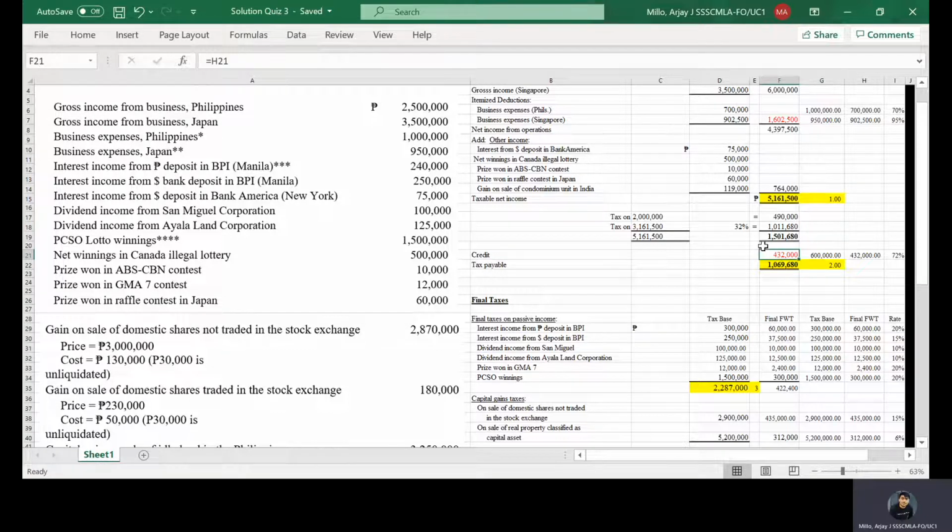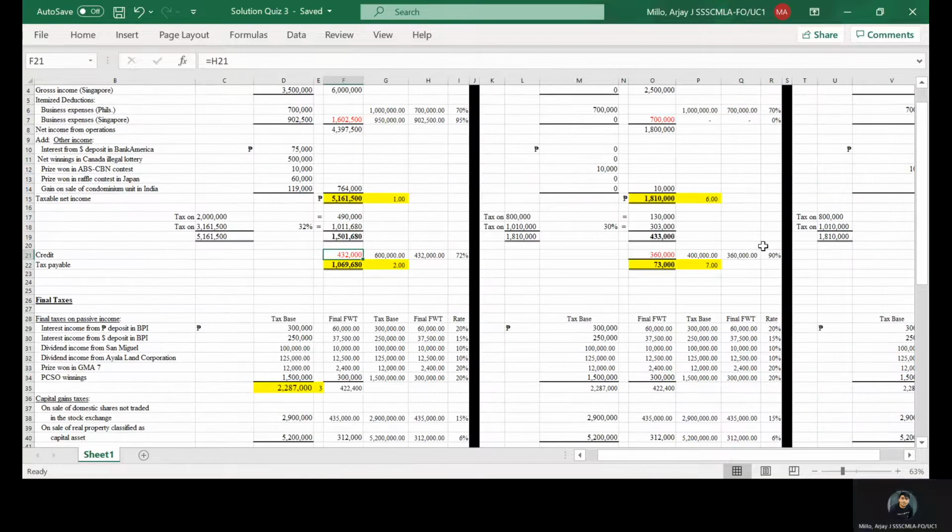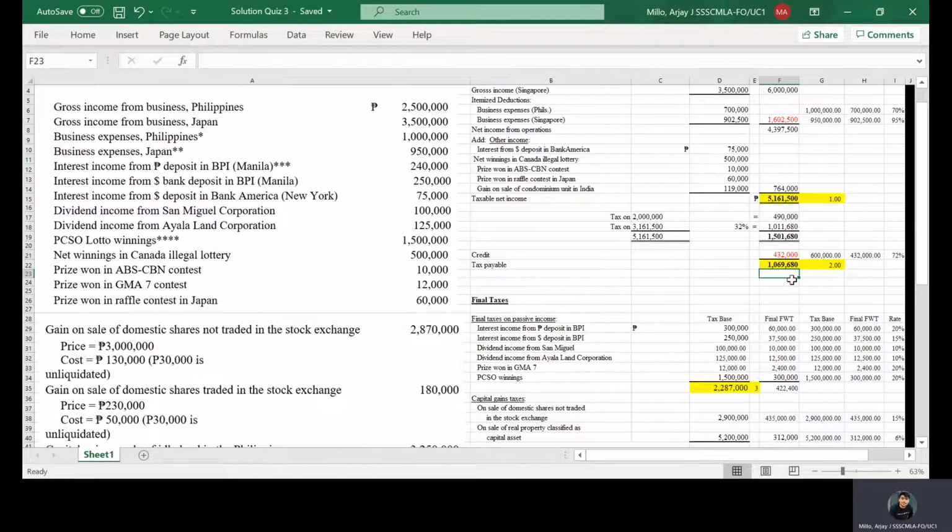So that's only 432,000. We need to deduct the 432,000 dun sa tax due na na-compute natin. So ang total tax payable niya after considering the CWTs is 1,069,680. So that is the answer for question number 2. Let's proceed to question number 3.